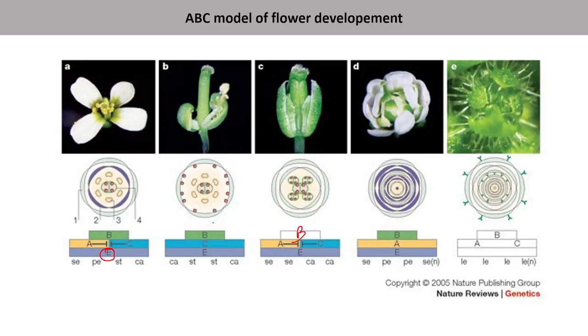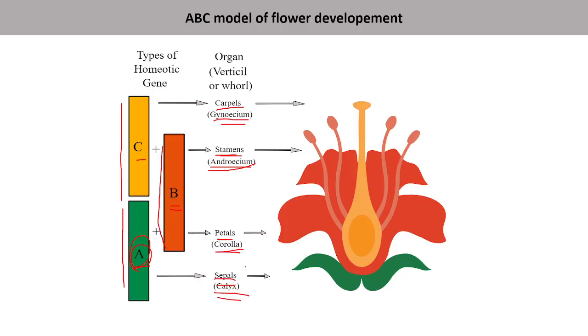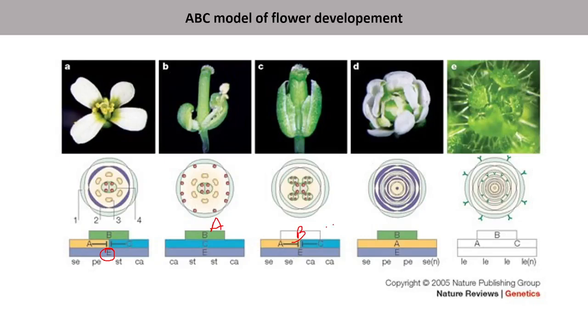Here A gene was missing, and in the third case B gene is missing. So when B gene is missing, that means no androecium and no corolla. So only gynoecium and sepals will be there in this case.